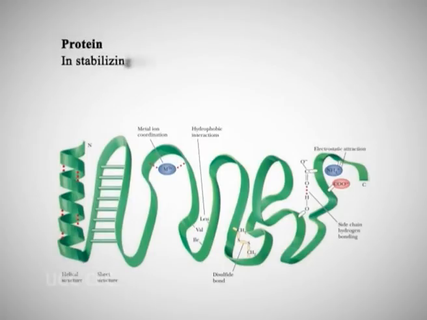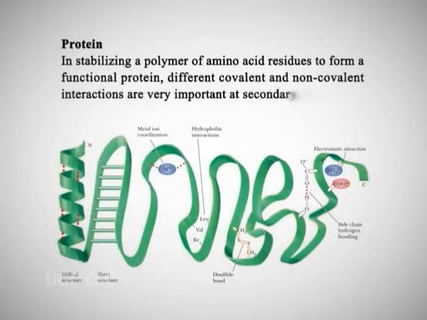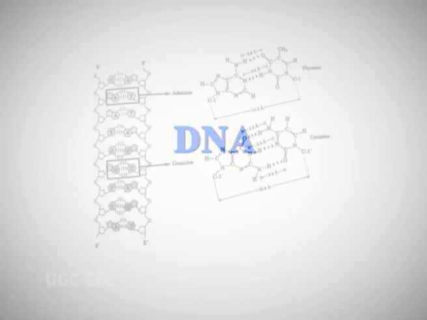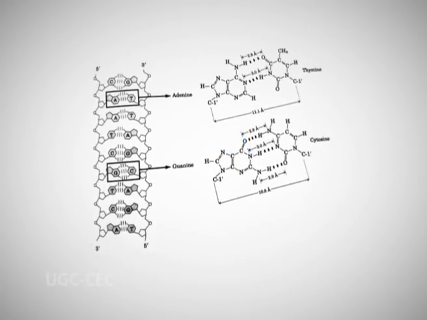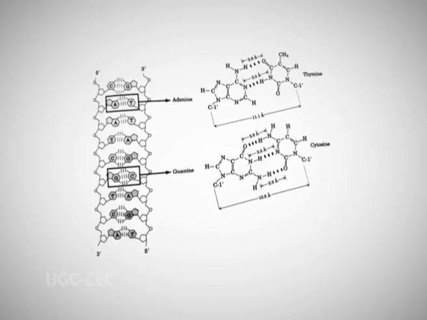The first is protein. In stabilizing a polymer of amino acid residues to form a functional protein, different covalent and non-covalent interactions are very important at secondary, tertiary, and quaternary structural levels. Next is DNA. The double helical structure of DNA is stabilized by hydrogen bond and hydrophobic interactions.